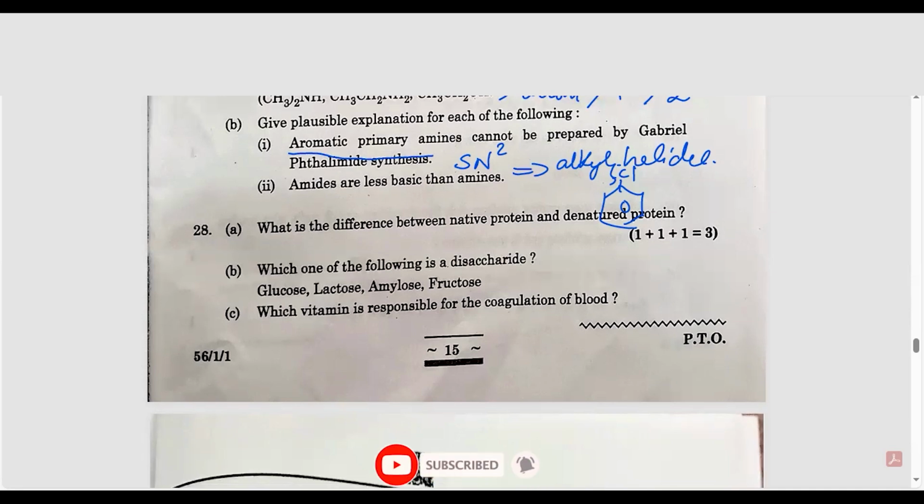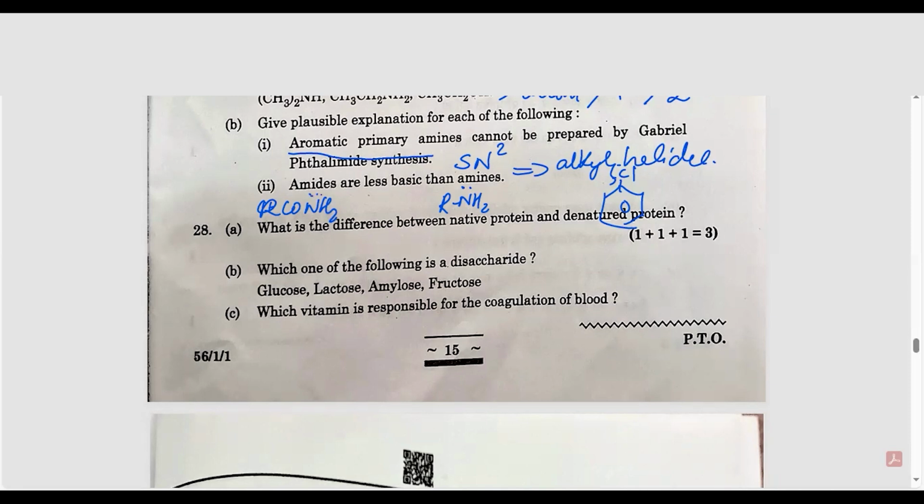Simple question, right? Amines have NH2, which is very much available for donation. In the case of amide, for example RCONH2, due to the presence of the highly electronegative carbonyl group, it has a greater power to draw electrons towards it. So the lone pair is less available.